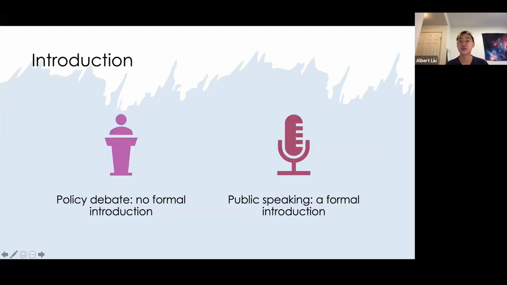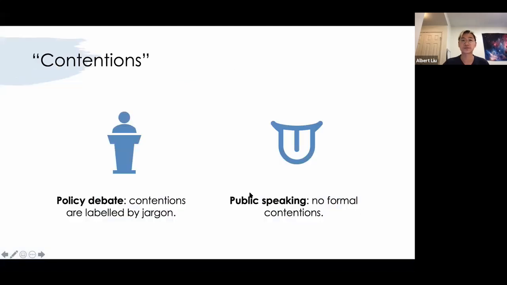In the introduction level, in a policy debate, you actually aren't going to have a formal introduction. Whereas in public speaking, you will have a formal introduction. This is important because in a public speaking setting, your goal is to try to get them engaged in your topic. Whereas in a policy debate setting, you can assume that your judge is naturally going to weigh your arguments at the end. This once again goes back to the fact that your audience is different and your goal is different. And that's why you have to include a formal introduction inside of a public speaking setting.